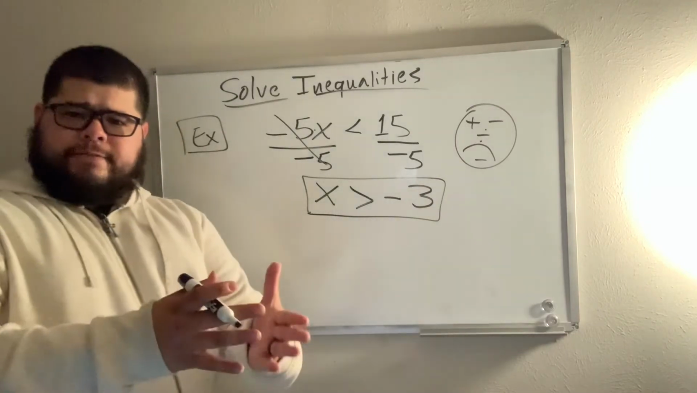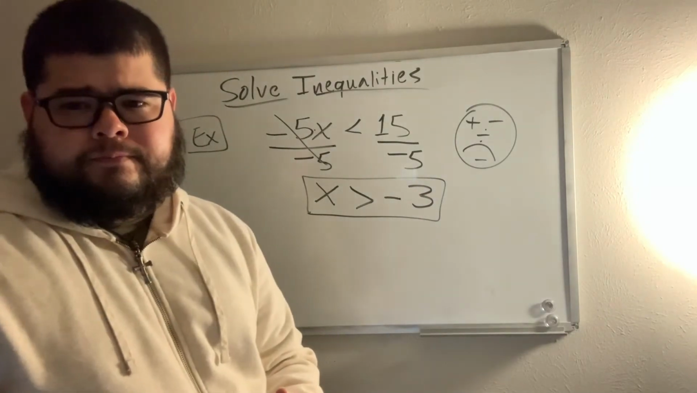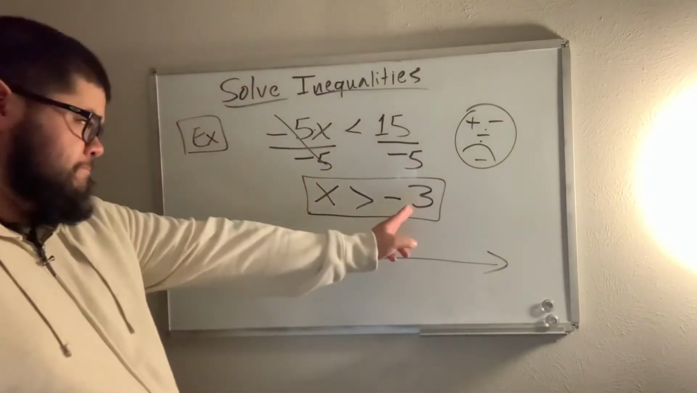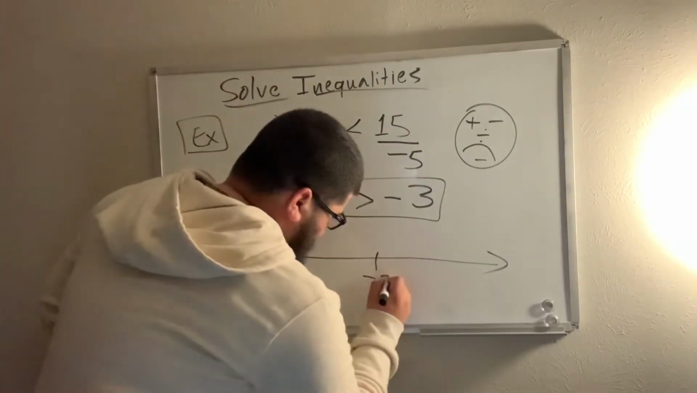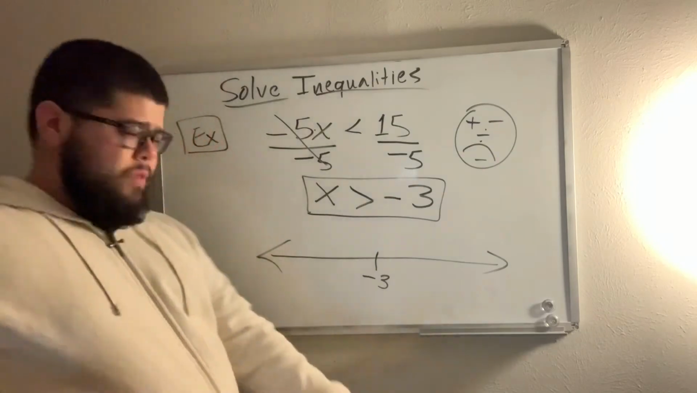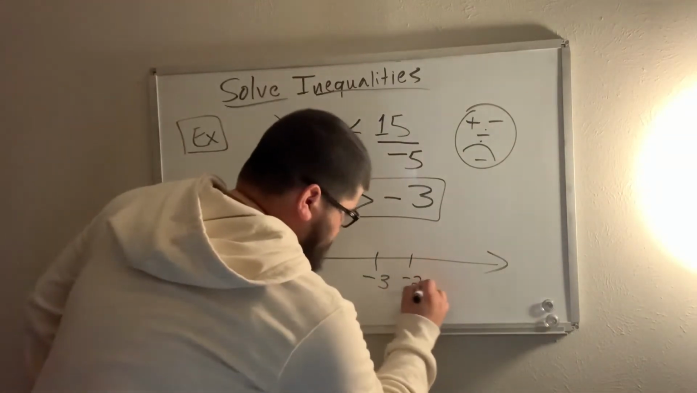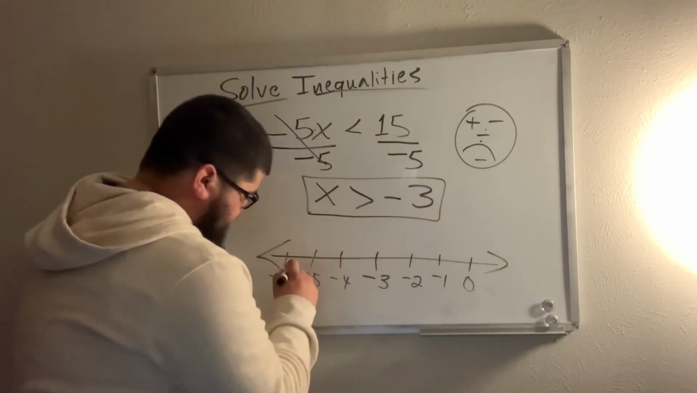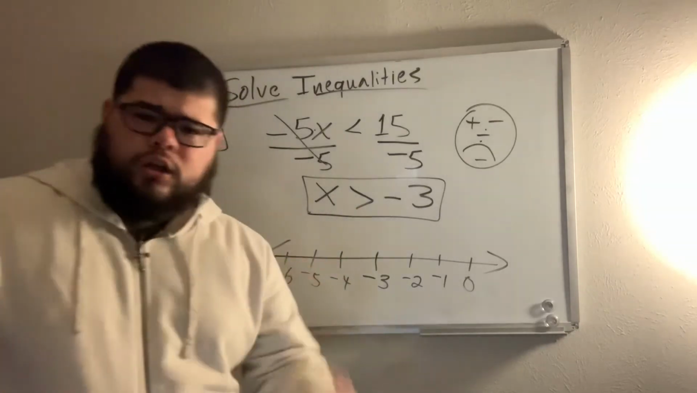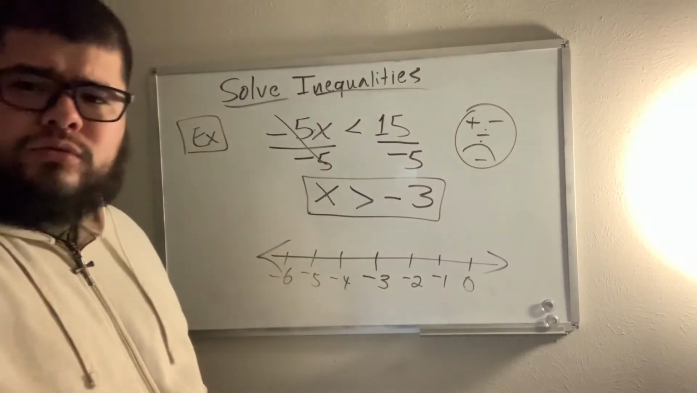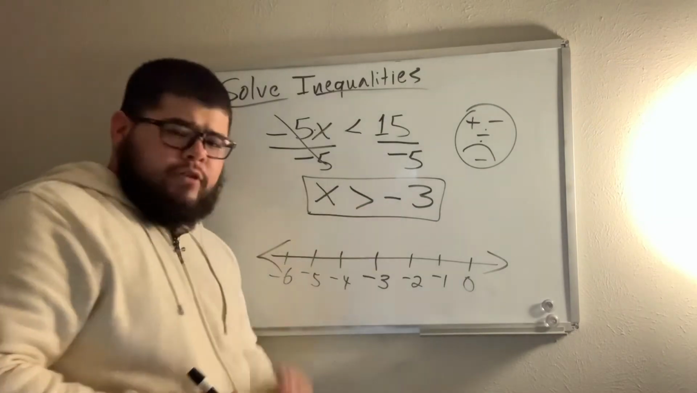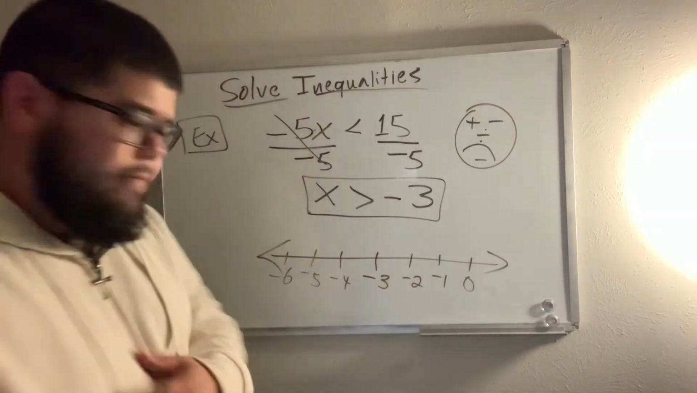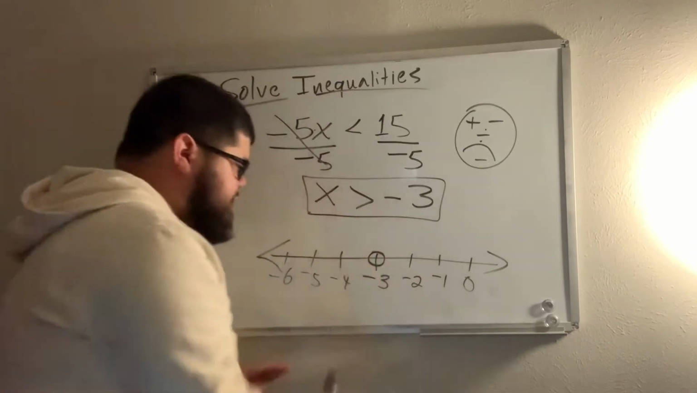Now we have to what? Can't forget, we have to do what? Graph. We have to graph. Where do we start? Negative 3. We start at negative 3. Okay, now we're going to go ahead and do our numbers: negative 2, negative 1, 0, and on the other side negative 4, negative 5, and negative 6. Okay, now open or closed circle? Ask yourself, open or closed circle. We have a greater than symbol right there. Open, right? Open circle on negative 3.